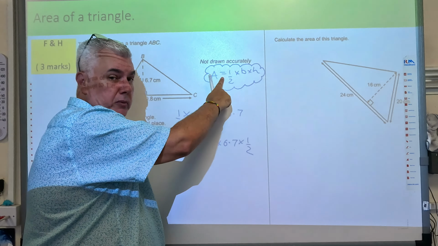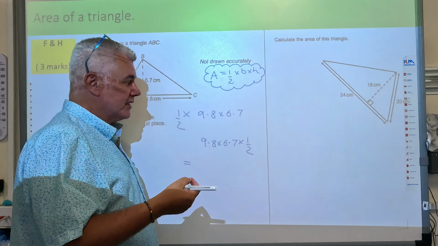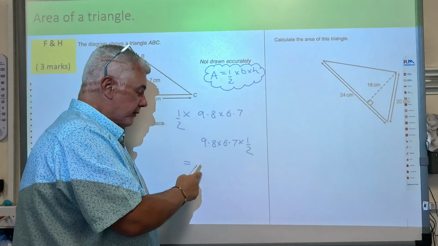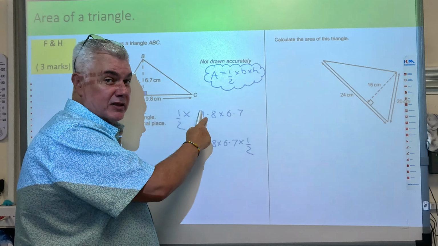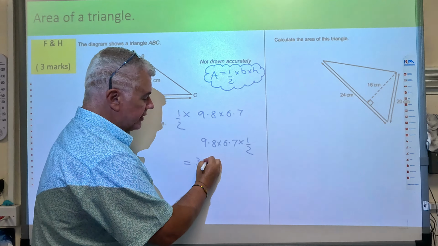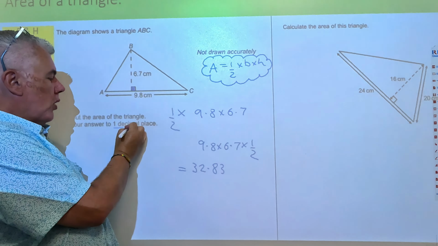I would write my formula. I would put my figures in. It's going to get you the most marks. If I go wrong at this stage, I'll still get this method mark. There is a possibility I'll type this into my calculator wrong, so be very, very careful. And my answer is 32.83. It wants it to one decimal place.